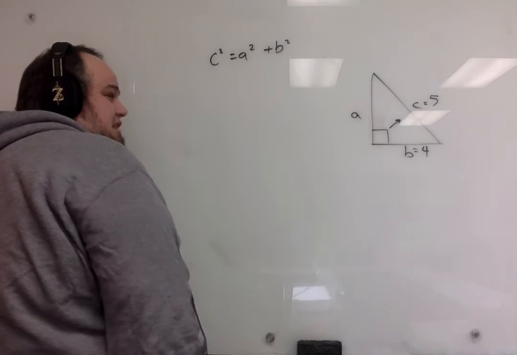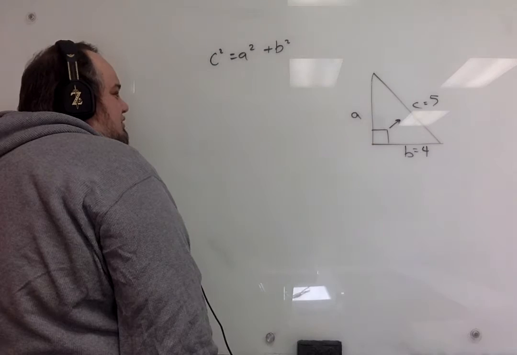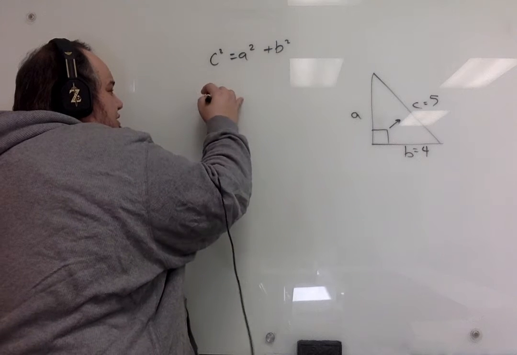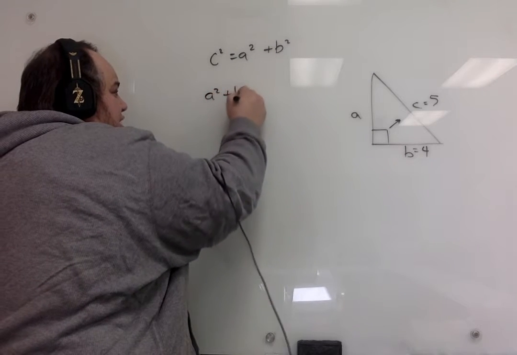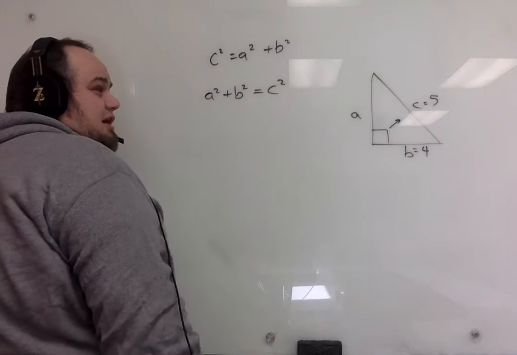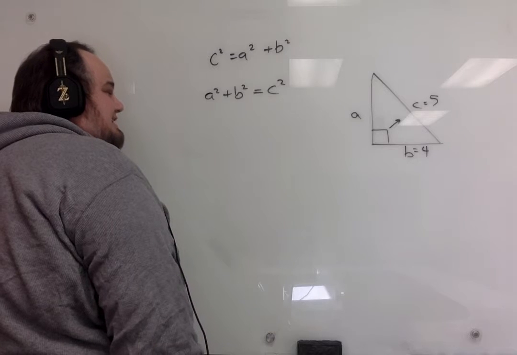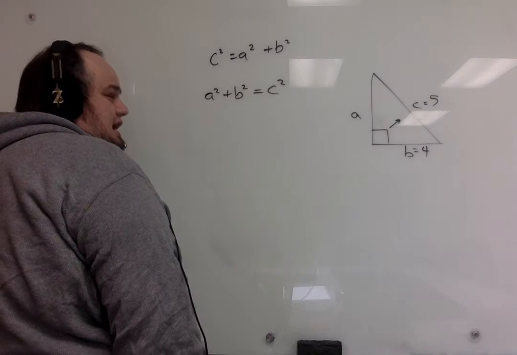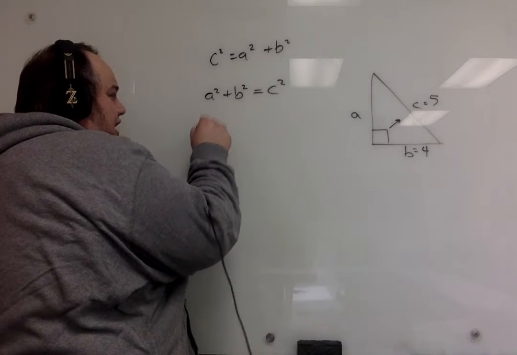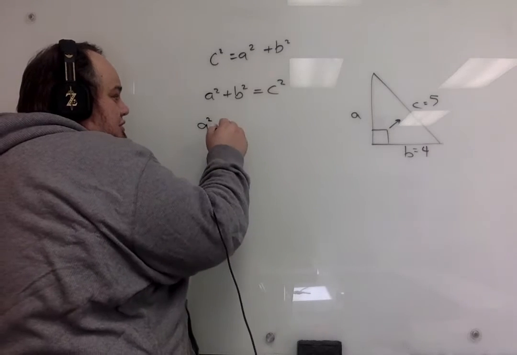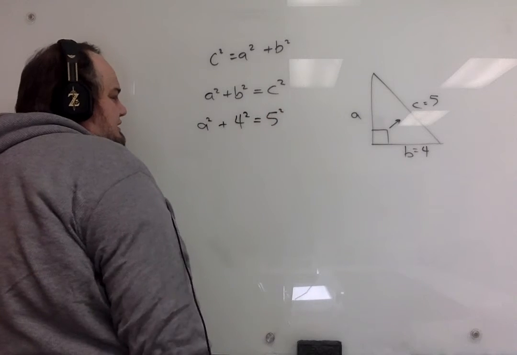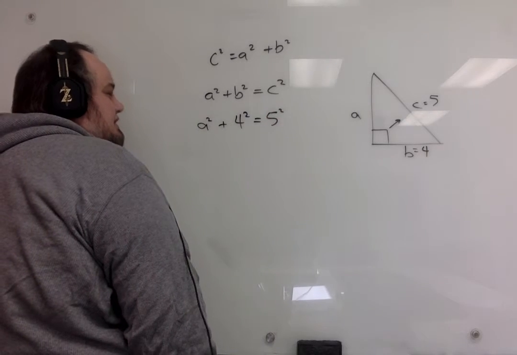Well, we use the same rule, but it's a good idea to rearrange it. Instead of c squared equals a squared plus b squared, we're going to write it like this: a squared plus b squared equals c squared. This is when you're finding a leg. We write it with a and b on one side, c on the other side, and then substitute in the parts we know. We don't know a, so we leave it as a squared. We know b is 4, and we know c is 5. So I have a squared plus 4 squared equals 5 squared.